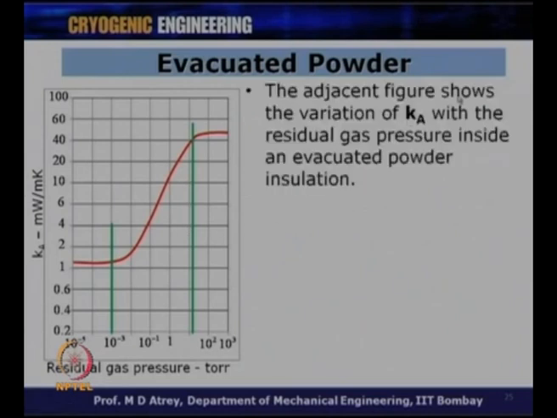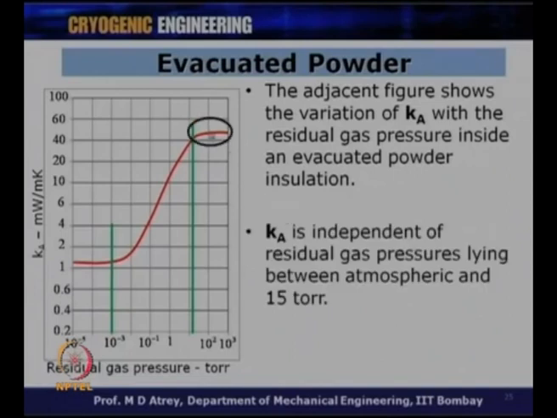The adjacent figure shows the variation of Ka, the apparent thermal conductivity, with the residual gas pressure inside an evacuated powder insulation. So, I have put an evacuated powder as insulation, and if I evacuate this powder, the pressure in the powder will go on reducing, and according to this reduction in pressure, the apparent thermal conductivity of this evacuated powder will go on changing, and it will take an S kind of shape. All right. So, let us see how it behaves. If I talk about this region, which is from atmospheric pressure to around 15 torr, 15 torr means 15 millimeter of mercury column, and atmosphere is around 760 millimeter of mercury column.